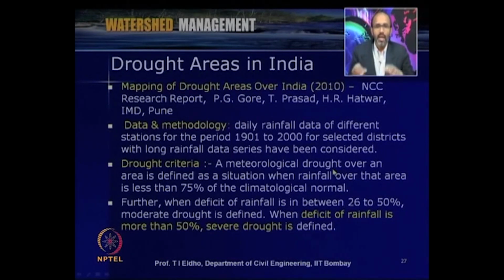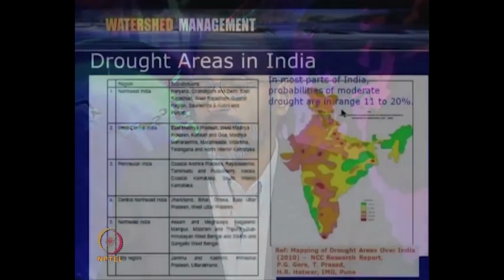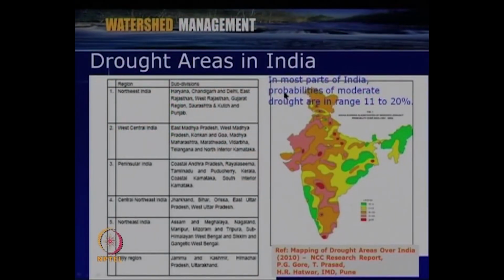So, accordingly, the Indian Meteorology Department has done a detailed study by considering the rainfall and precipitation patterns for the 20th century, 1901 to 2000, and they have come up with some results. They identified which areas will be most drought prone, and then they identified moderate drought prone areas and severe drought prone areas.